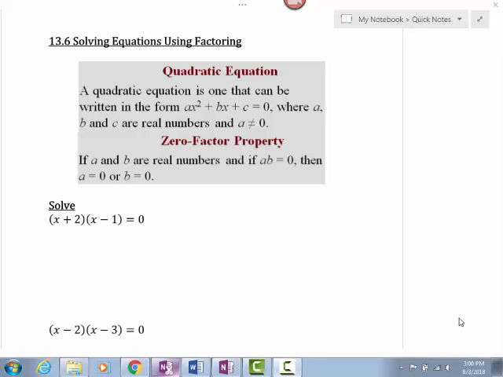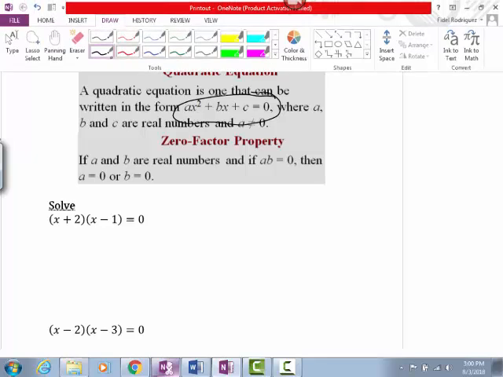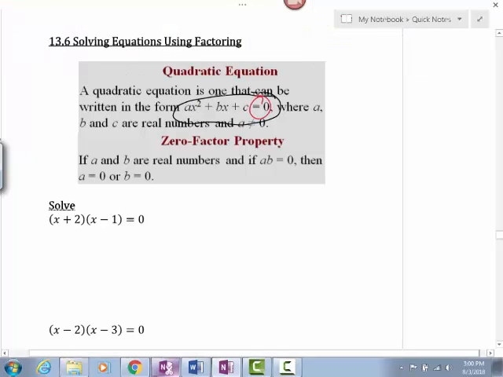Alright, so section 13.6 talks about solving equations using factoring. And so we're going to talk about what a quadratic equation is. So far we've been factoring these polynomials, but I want you to notice right here, this is what a quadratic equation looks like. The reason we call this an equation is because now we have an equal sign. And so we've already talked about how to factor ax squared plus bx plus c. The difference is now, instead of an expression, we have an equation because we have that equal sign, and it's going to be equal to 0.